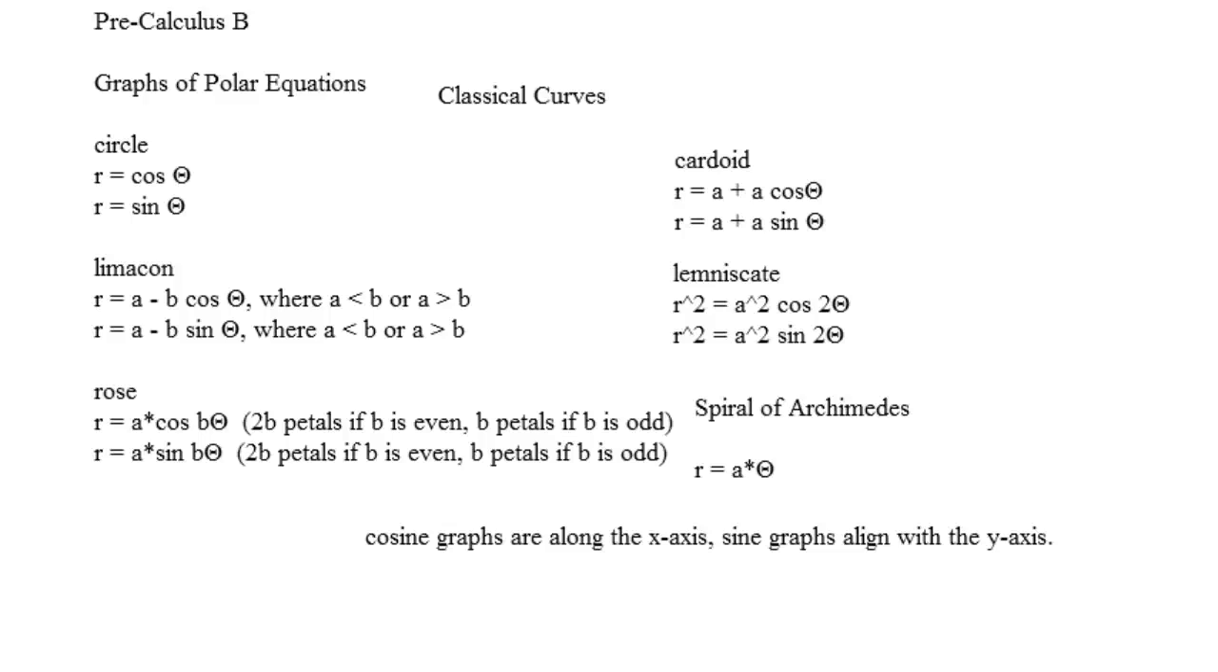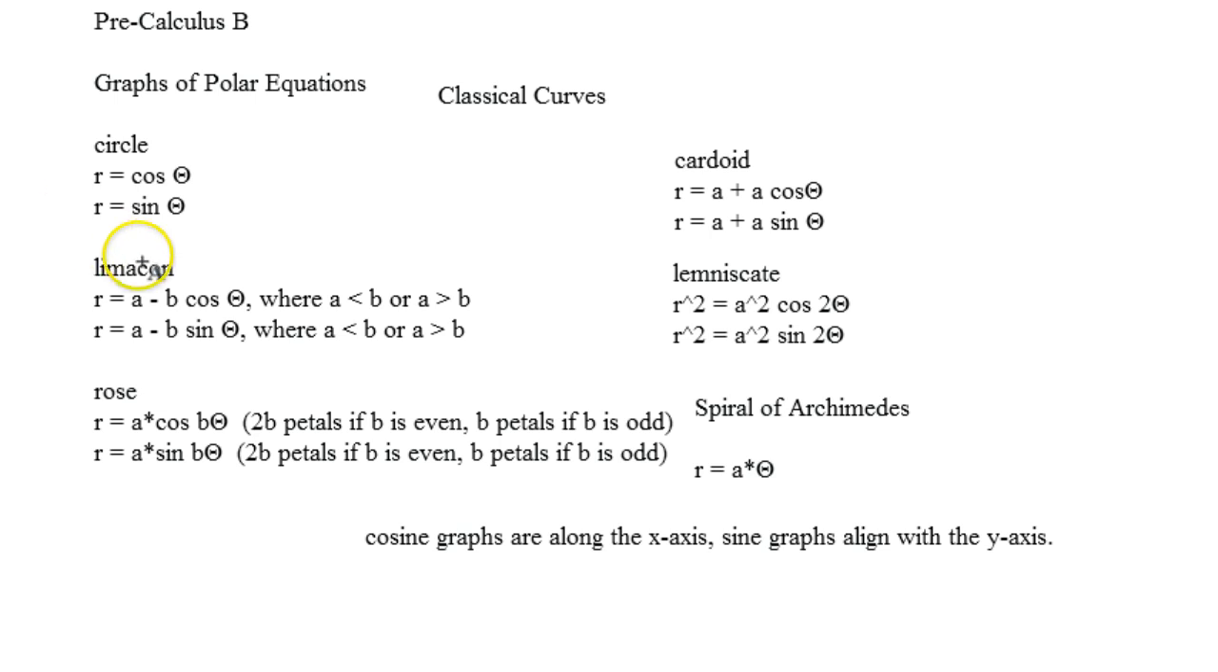Okay, so here we're going to be talking about the graphs of polar equations, and these are called the classical curves. Okay, the first one is going to be the circle, which we talked about in a previous lesson. And the circle is just easily represented, instead of as x squared plus y squared equals the radius squared, it's just represented as r equals cosine of theta or r equals sine of theta. Okay, and I'll show you the difference between those in a sec.